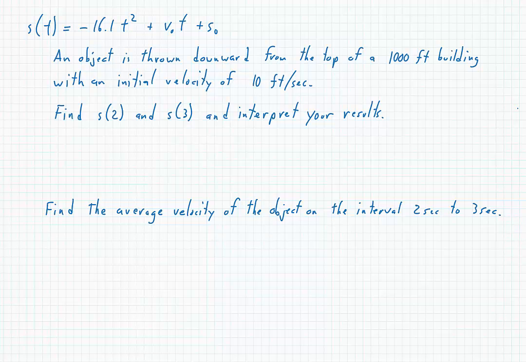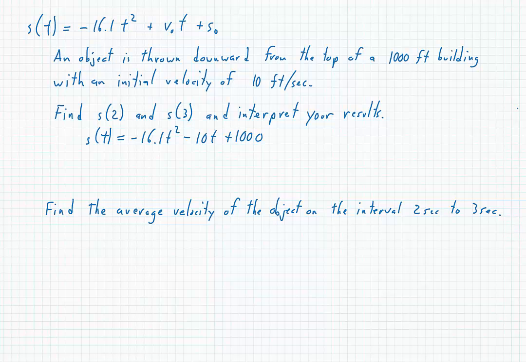So v sub 0 is going to be negative 10, and we pick up the negative because the object is being thrown downward. We assume down is negative and up is positive. The s sub 0, which is the initial position, is going to be 1,000 feet. That's where the object starts, at a height of 1,000 feet. So to start this question, we can write that s of t is equal to negative 16.1 t squared minus 10t plus 1,000.